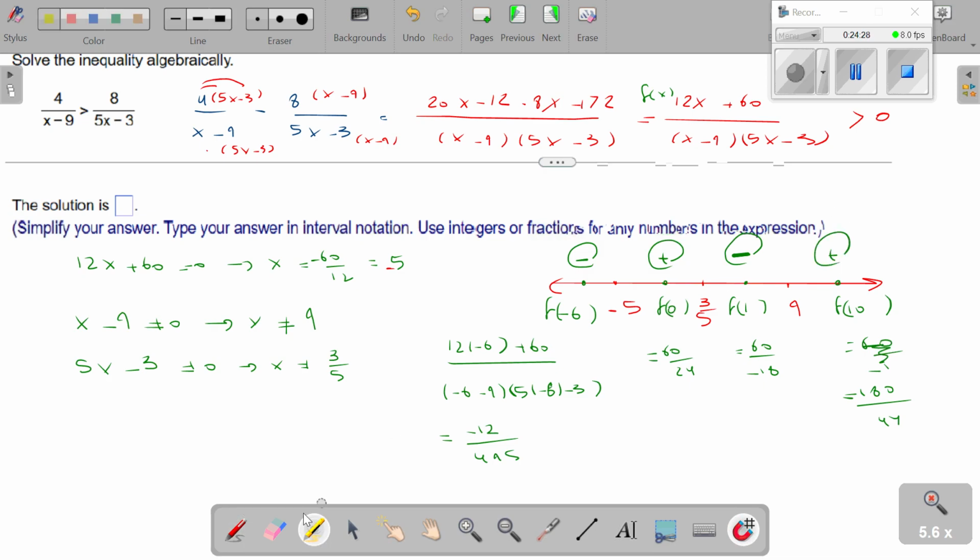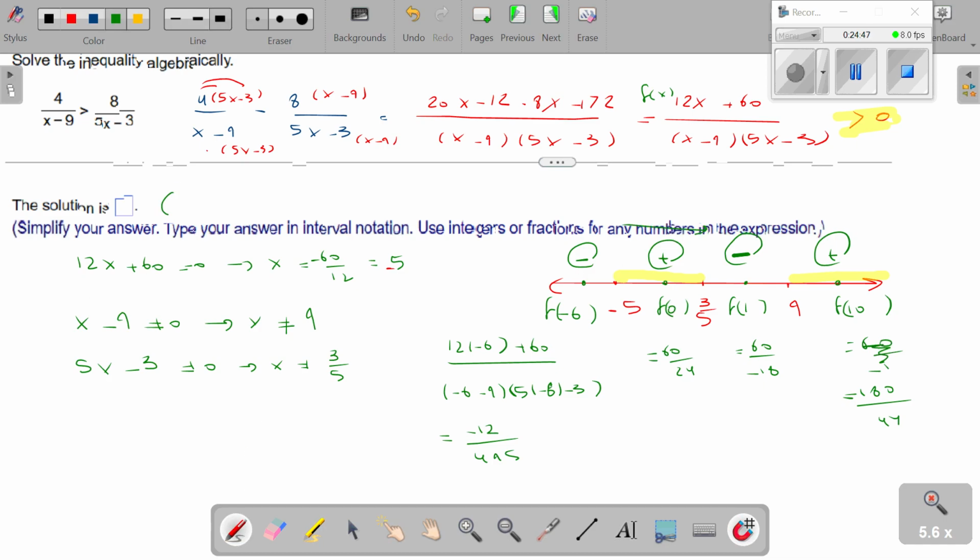So what are we looking for? We're looking for the part of the function which is greater than 0. So this part between these two and between this area. Now write the answer in interval form.